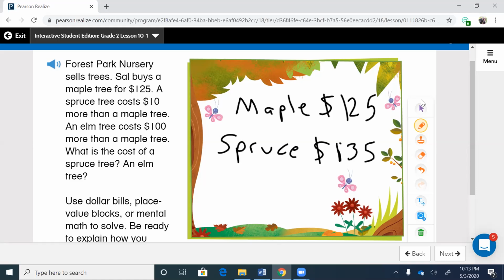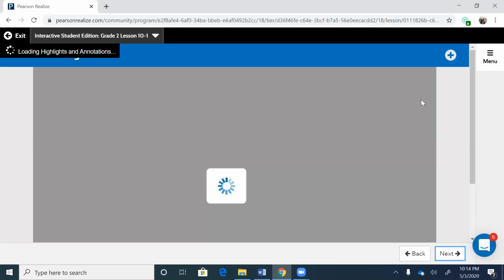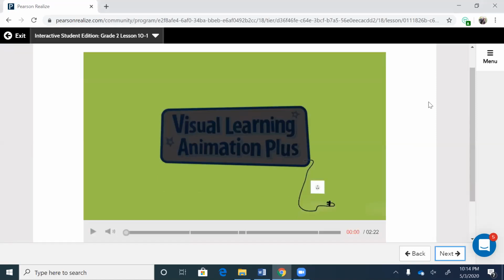All right, one more, the elm tree. The elm tree costs $100 more than a maple tree. So if the maple tree is $125, when we are counting by hundreds, the hundreds digit changes and the tens and ones stay the same. So the elm tree is $225. All right, let's go with our visual learning here.